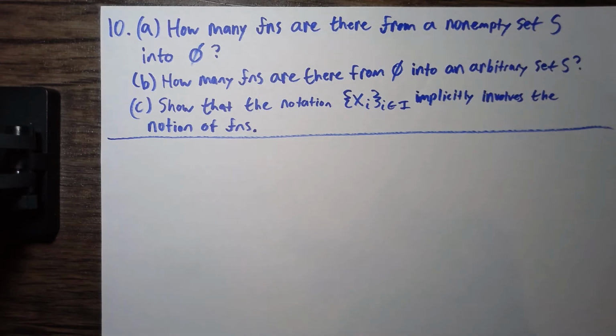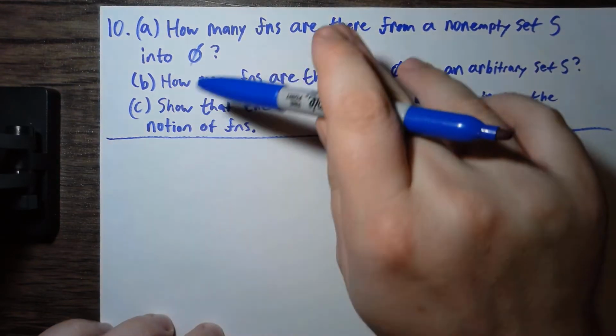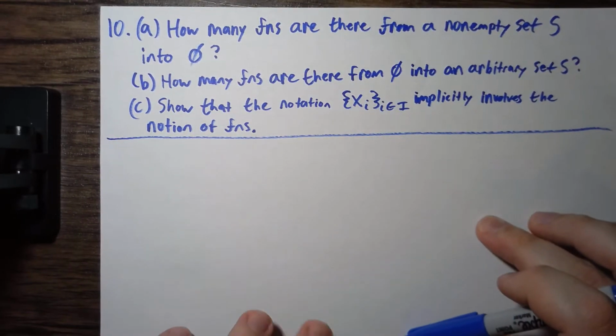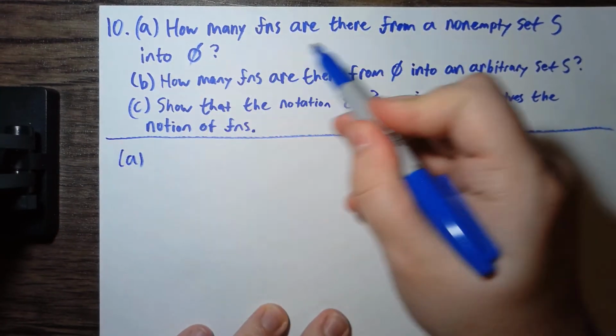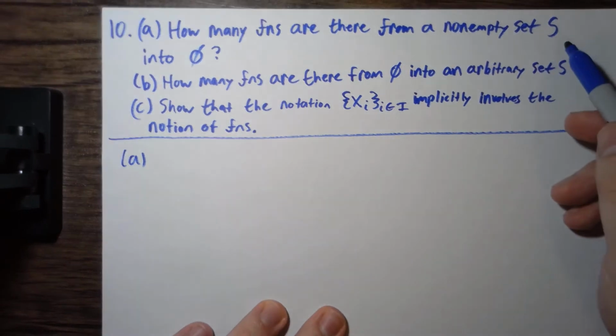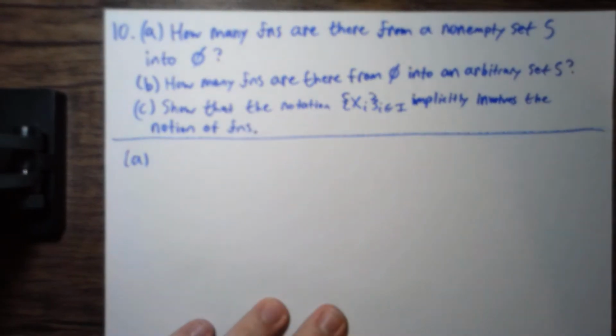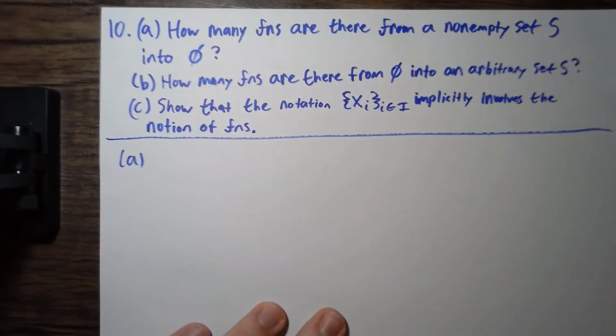Alright, we're going to do problem 10 from chapter 1 of Rosenlicht's Introduction to Analysis. So, it's some questions about functions that are fairly simple. So the first one, part A, we're asking how many functions are there from a non-empty set S into the empty set. So let me focus the camera for a second.